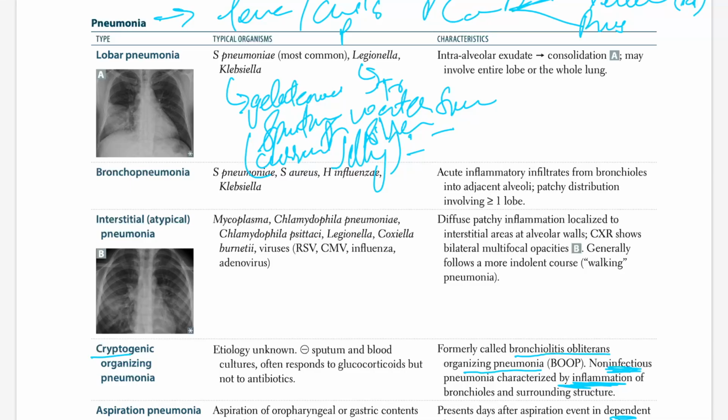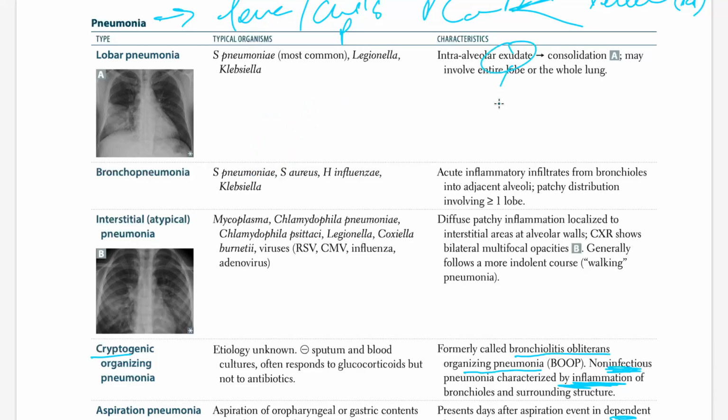Okay, and they sometimes ask you, what sort of cells are you going to see in this exudate? So you do see, because it's an acute inflammation, right? In acute inflammation, you always have neutrophils.